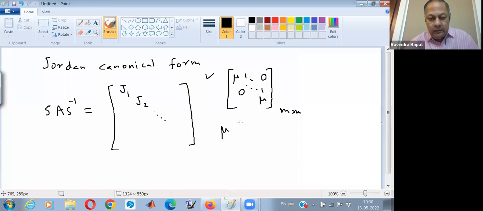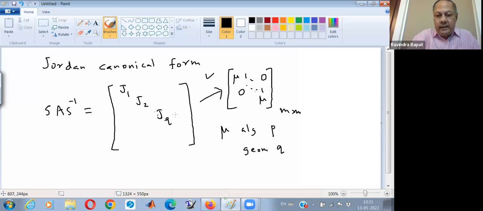So for any eigenvalue, if mu is an eigenvalue with algebraic multiplicity, say p, and geometric multiplicity, say q, then there will be q blocks, all having this form. That means they will have mu on the diagonal, 1 on the super diagonal. Their sizes will be different, of course. And the total order of these blocks will be p. The J1, J2, up to Jq, they all correspond to one eigenvalue, namely mu.